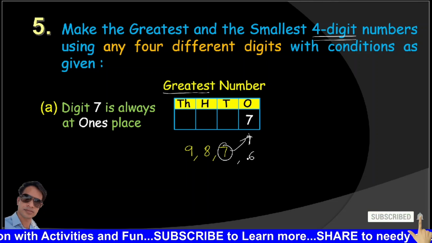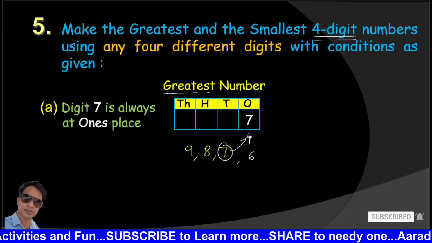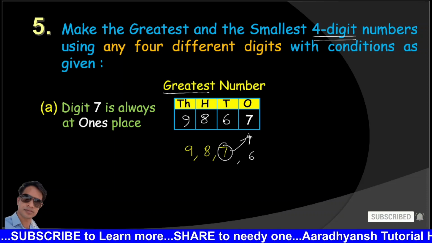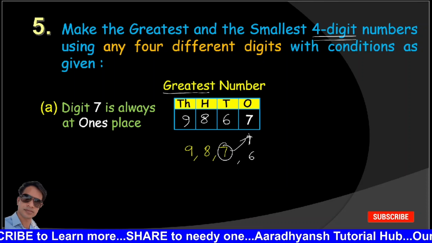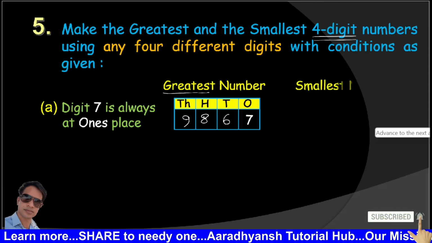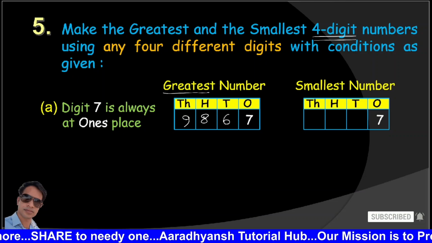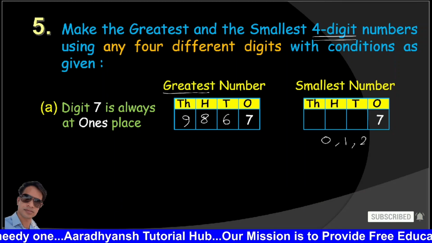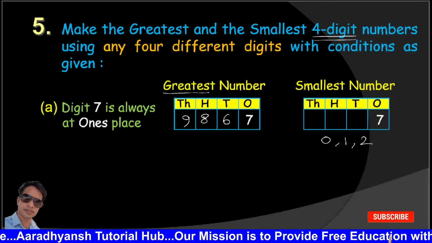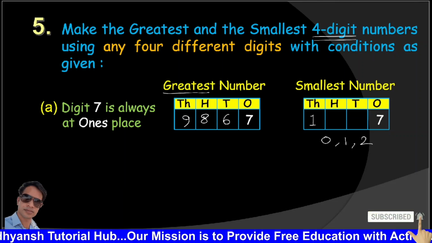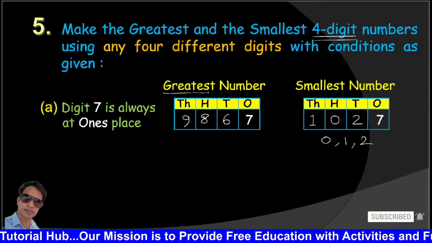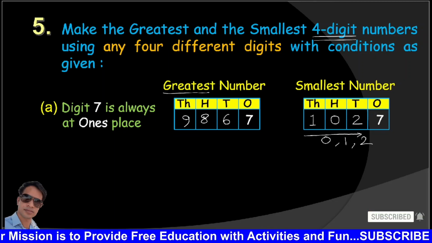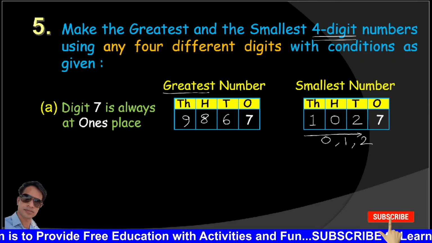Okay, and write these digits in descending order, that is 9, 8 and 6: 9867. Okay, and to make the smallest number we have to use the smallest digits, and these are 0, 1 and 2, and write them with a non-zero digit first, that is 1, now 0 and 2. We write numbers in ascending order, but we cannot start with 0, so we have to start with 1 and then 0 and 2.